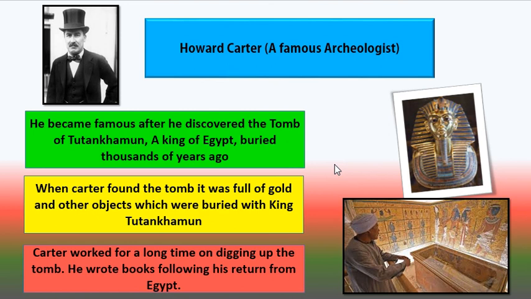Later on this helped to find out more Egyptian kings, the kings of Egypt, and this is how we know about the culture and civilization of ancient Egypt. So when Carter found the tomb, it was full of gold. As I told you, they used to bury their kings with their gold and belongings and jewelries and accessories. So other objects were also found, which were buried with the king Tutankhamun. Carter worked for a long time on digging up the tomb. He wrote books following his return from Egypt. So with this great discovery, we came to know about the life in ancient Egypt.